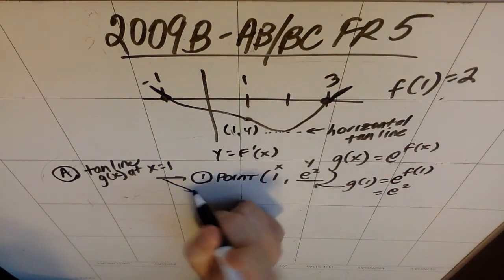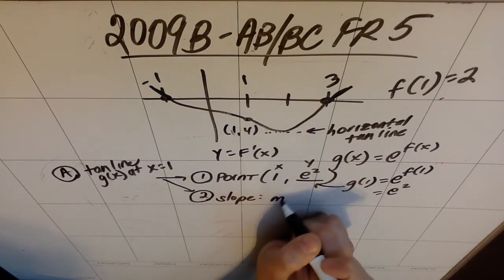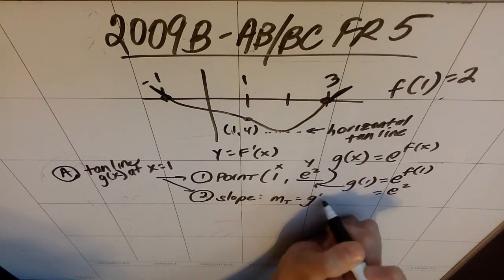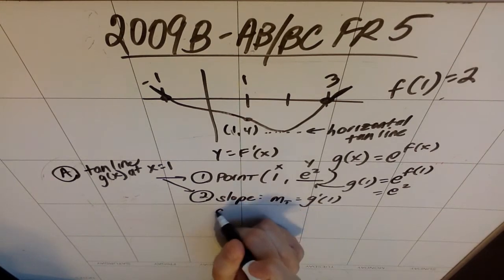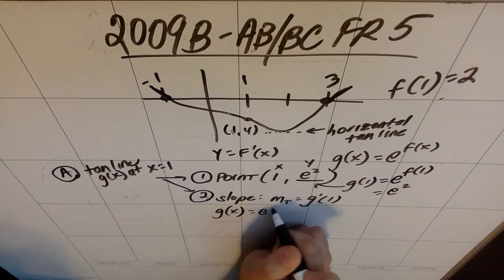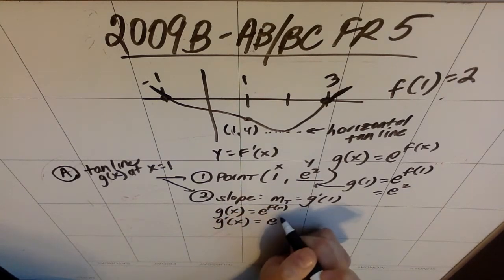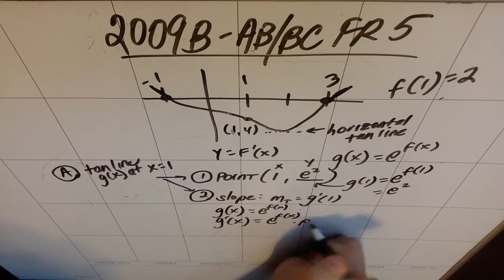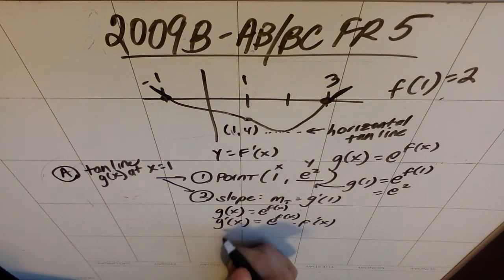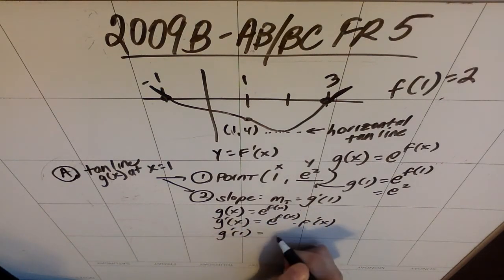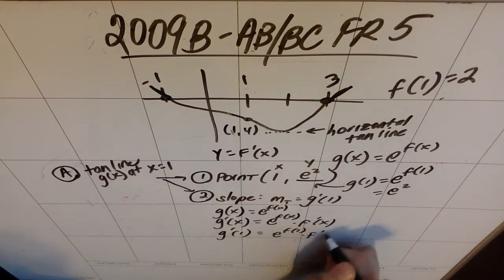The second thing I need anytime I'm asked for an equation of a line is a slope. But the slope in this situation, because we're looking for a tangent slope, is just g prime of 1. So we need to find g prime of 1. Well, that's going to mean we need g prime. So if g of x is e to the f of x, then g prime of x should be the derivative of e to the stuff, which is e to the stuff, times the derivative of the stuff. So e to the f of x times f prime of x. So g prime of 1 should be e to the f of 1, which we actually already found up here, times f prime of 1.